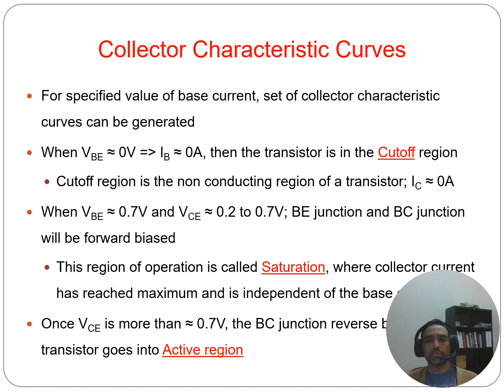Active region, this is again where VCE is 0.7, like I said in the previous. And it just means that the base collector junction is reverse biased. That's it. The transistor is amplifying when it's in the active region, so it's amplifying signals. The collector current, we say it's proportional to the base current.